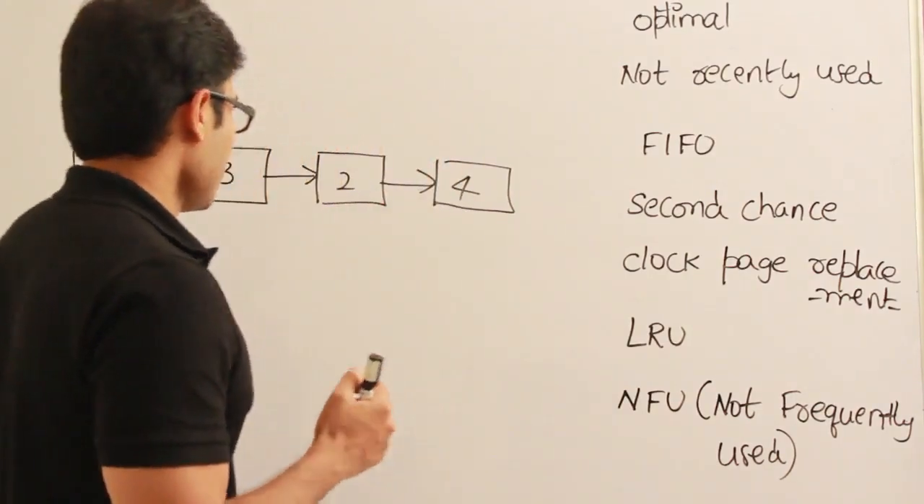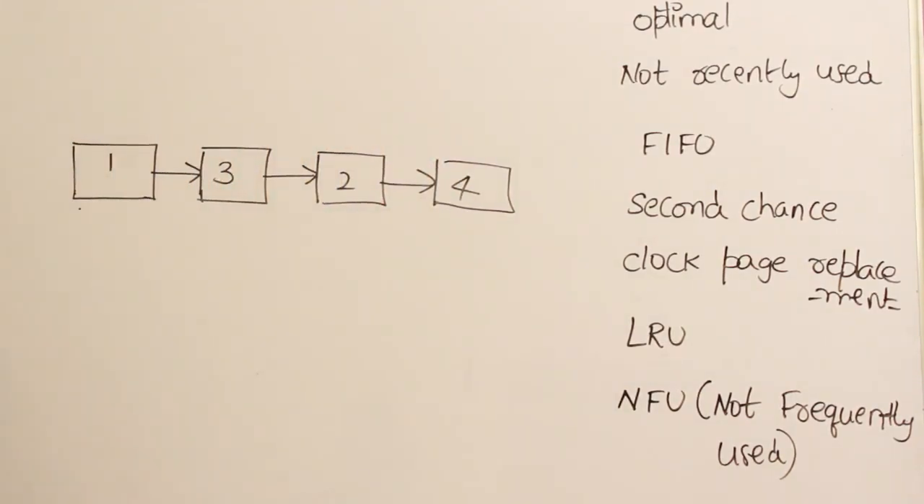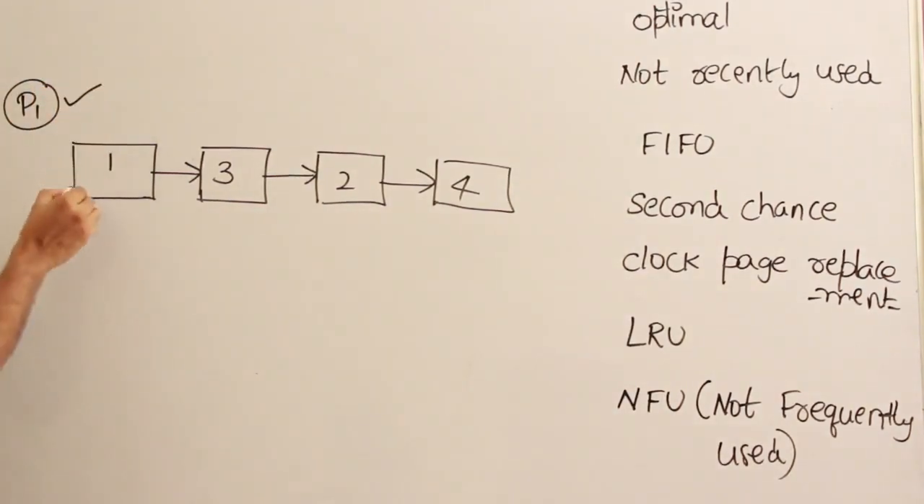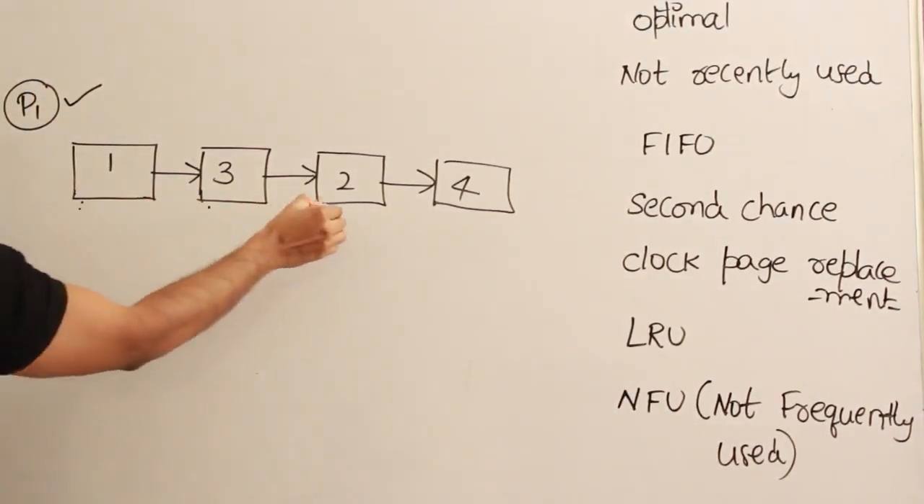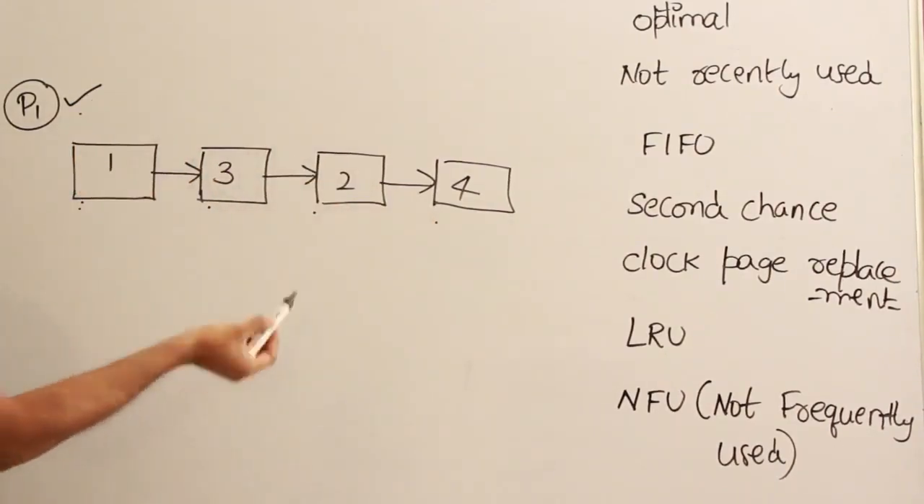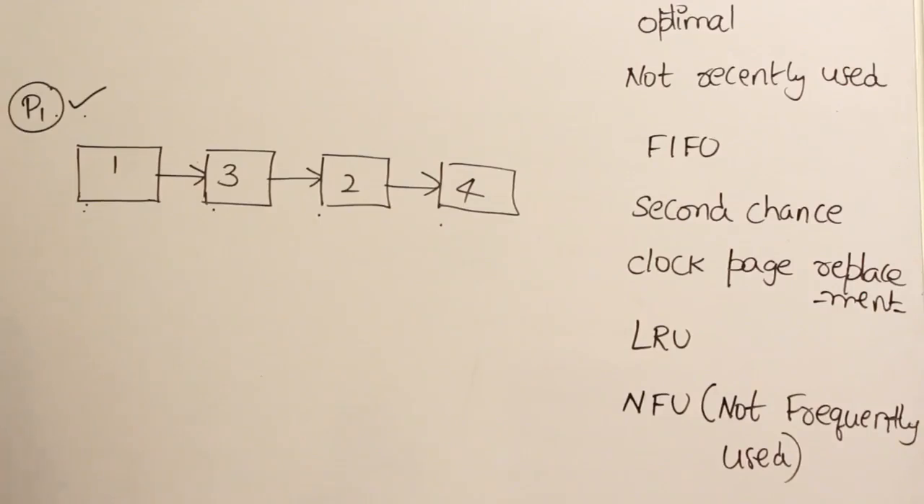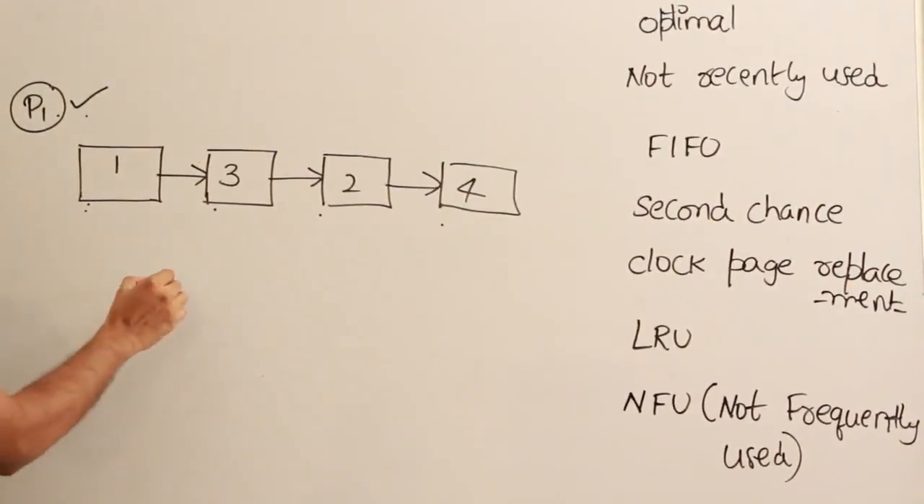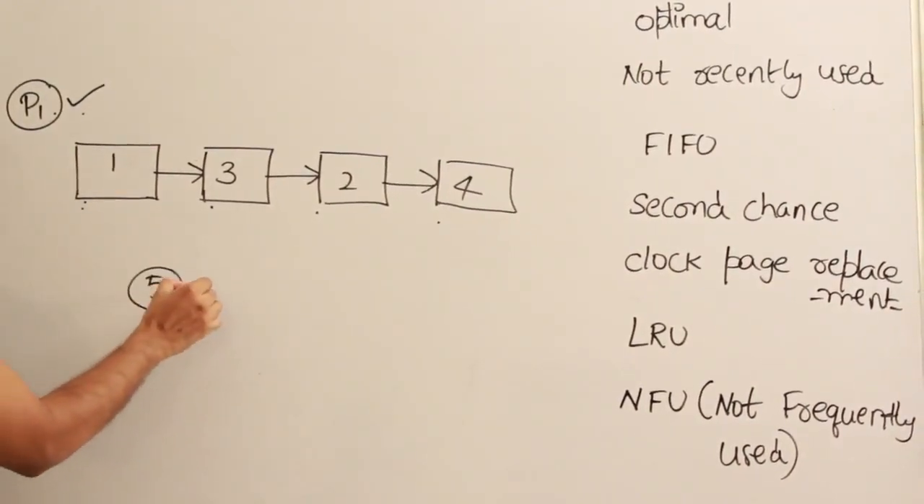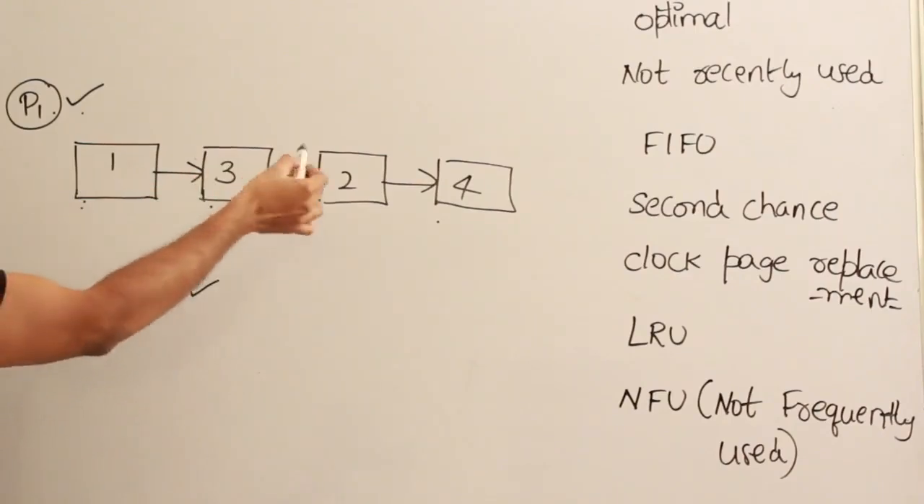So now what I mean to say is, let us say this is the list of process P1. Whenever process P1 is executing, we'll have only that list corresponding to process P1, and we do the replacement only in the list corresponding to process P1. Let us say process P1 now wants a new page 5. Then it will try to replace one of them.